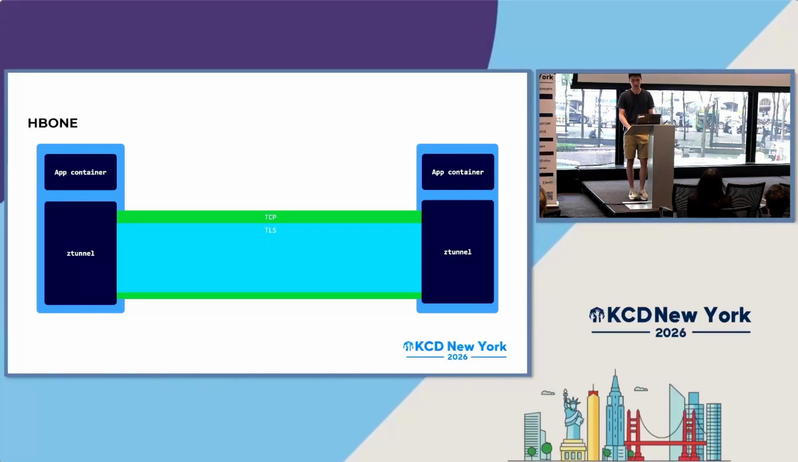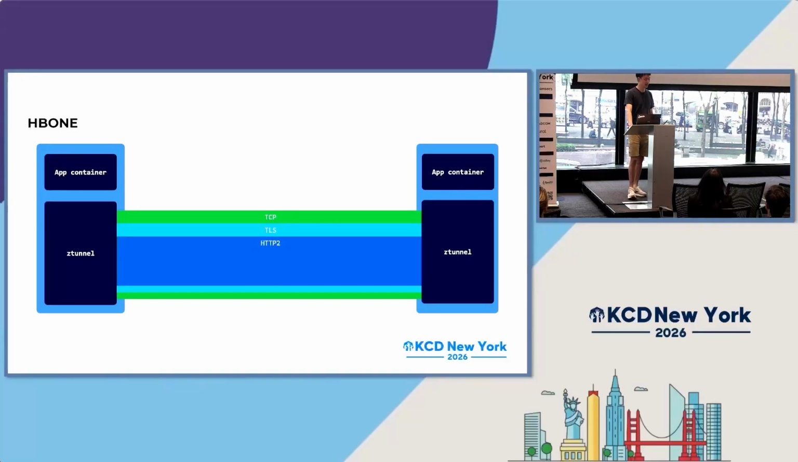But instead of just forwarding traffic through the TLS stream, we actually set up an HTTP2 connection. The HTTP2 connection allows us to multiplex multiple HTTP2 streams. And that's where the actual application traffic flows.